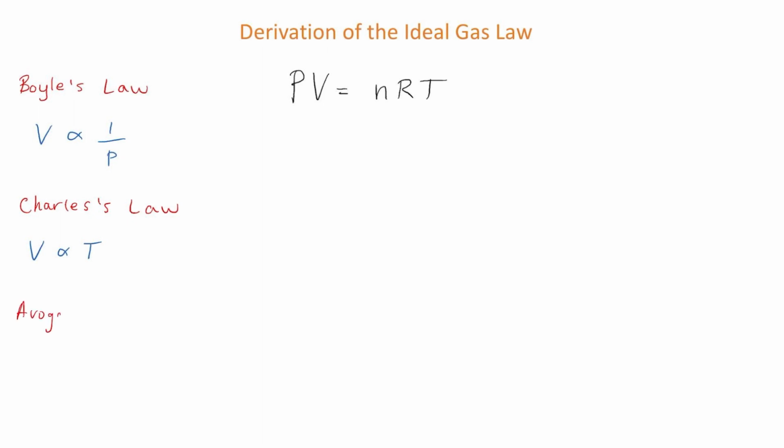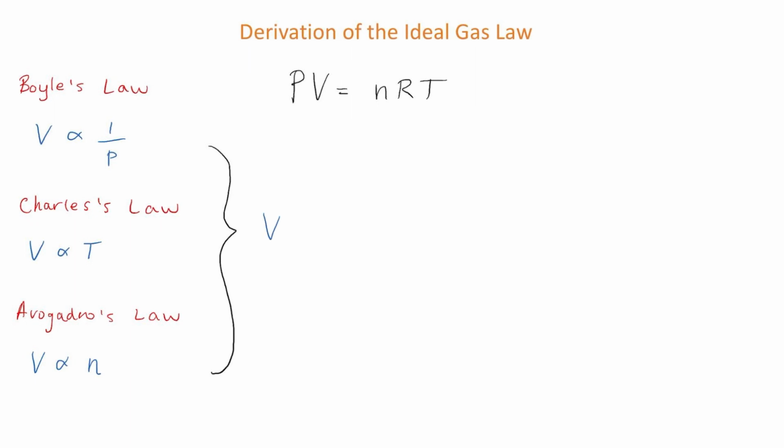Finally, Avogadro's law taught us that volume is directly proportional to the amount of moles. So we can write V is proportional to n. This describes their linear relationship. So all three of these laws are describing the basic properties of gases and the relationships between them.